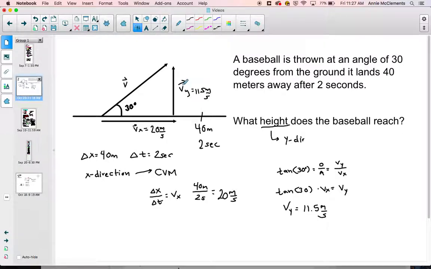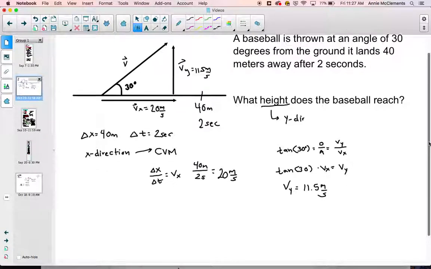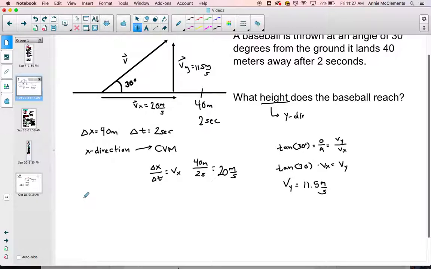So initially, our ball is traveling 11.5 meters per second in the vertical direction. We know that motion in the y direction follows CAM, C-A-M, so we can use big 4 to solve something about the y direction. Specifically, this ball, once it leaves the thrower's hand, is in free fall.